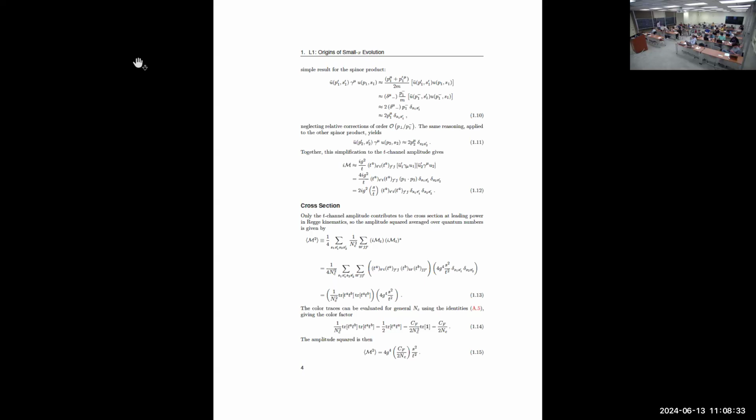So my 1 over NC squared trace TATB, it doesn't matter what order, is CF over 2NC. I get a 1/2 from the trace. I had 1 over NC squared to begin with. I get a second factor of NC from the trace of the identity. And this is my color factor that comes up. So at the end of the day, I get M squared averaged over all quantum numbers is 4g to the 4th S squared over T squared times the color factor CF over 2NC.